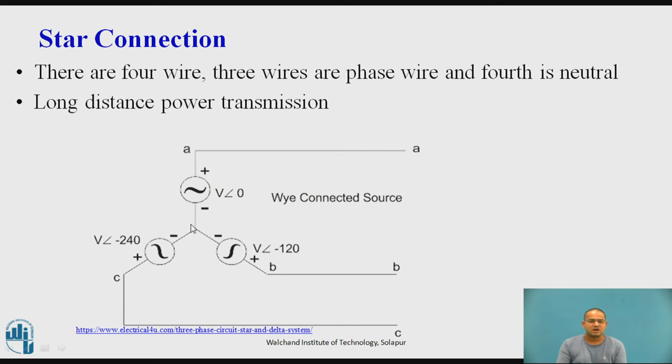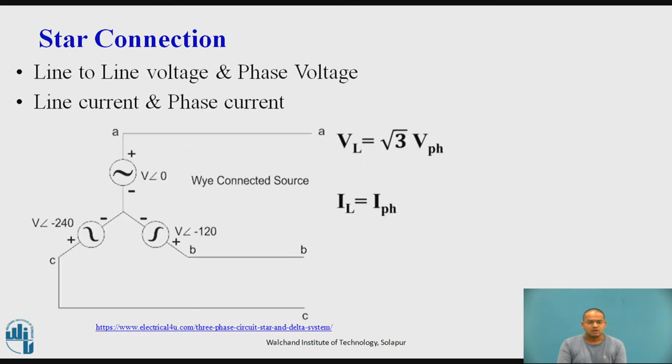They are using a star type of connection. That means they connect the three coils to form a star connection. That's why it is suitable for long distance power transmission. So in the star connection, there are different phases you can see here.